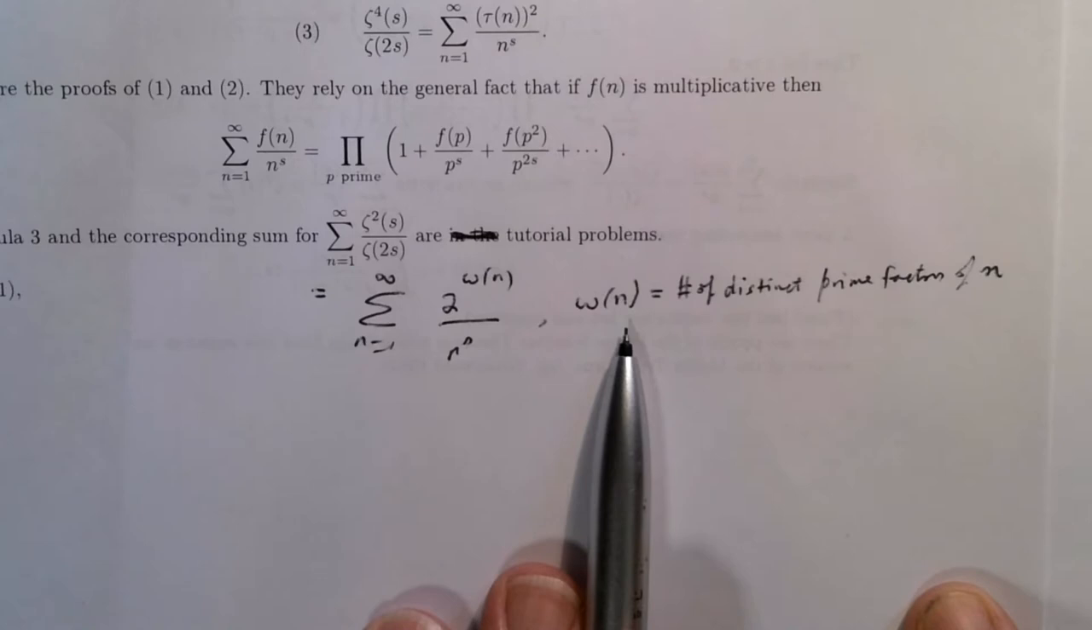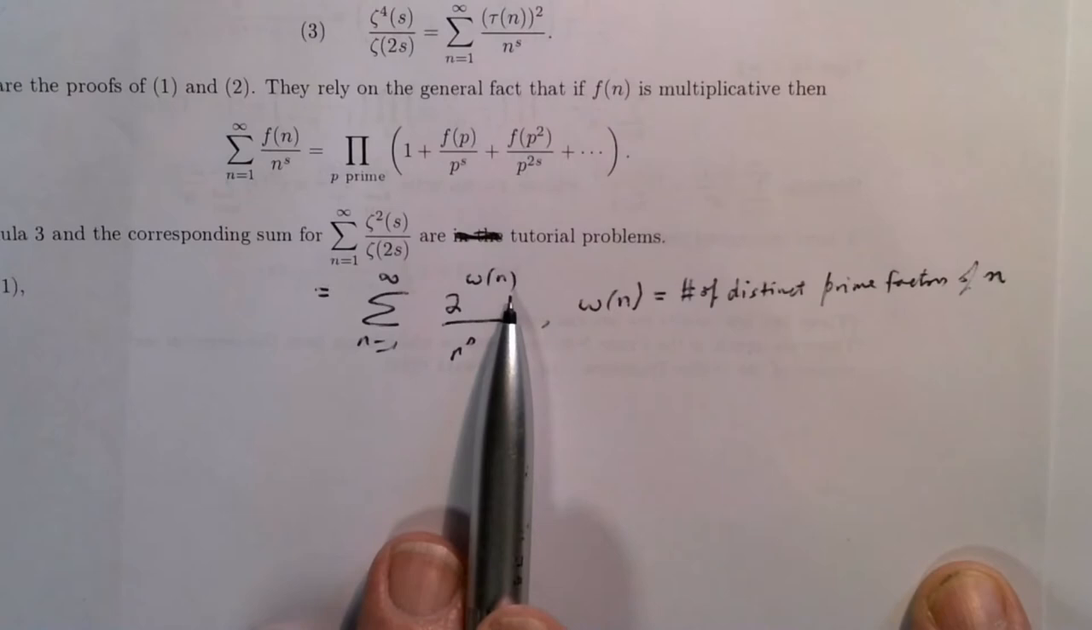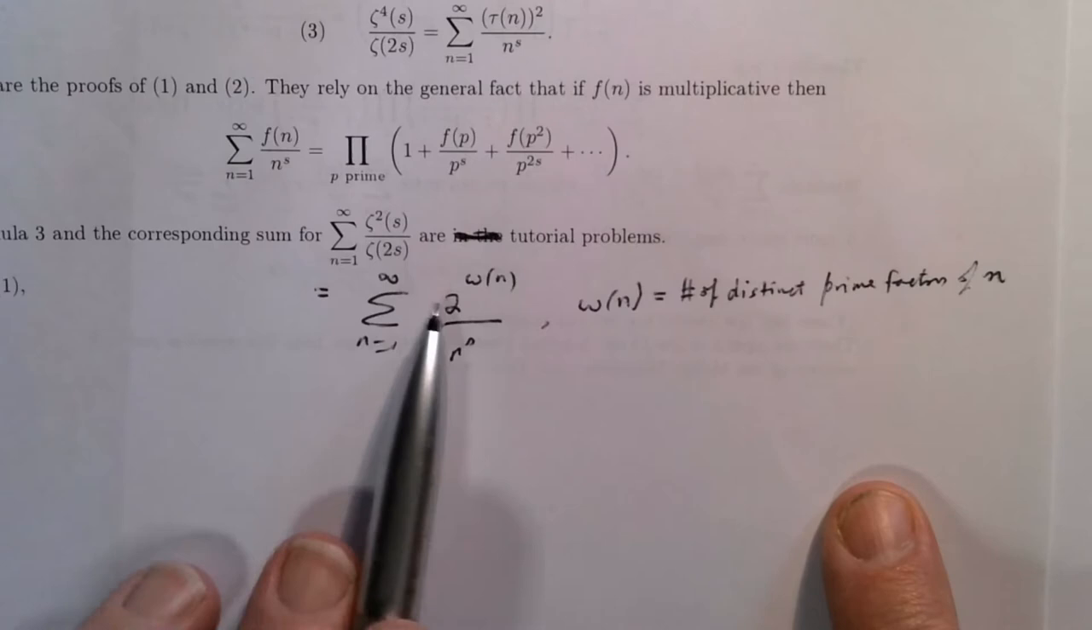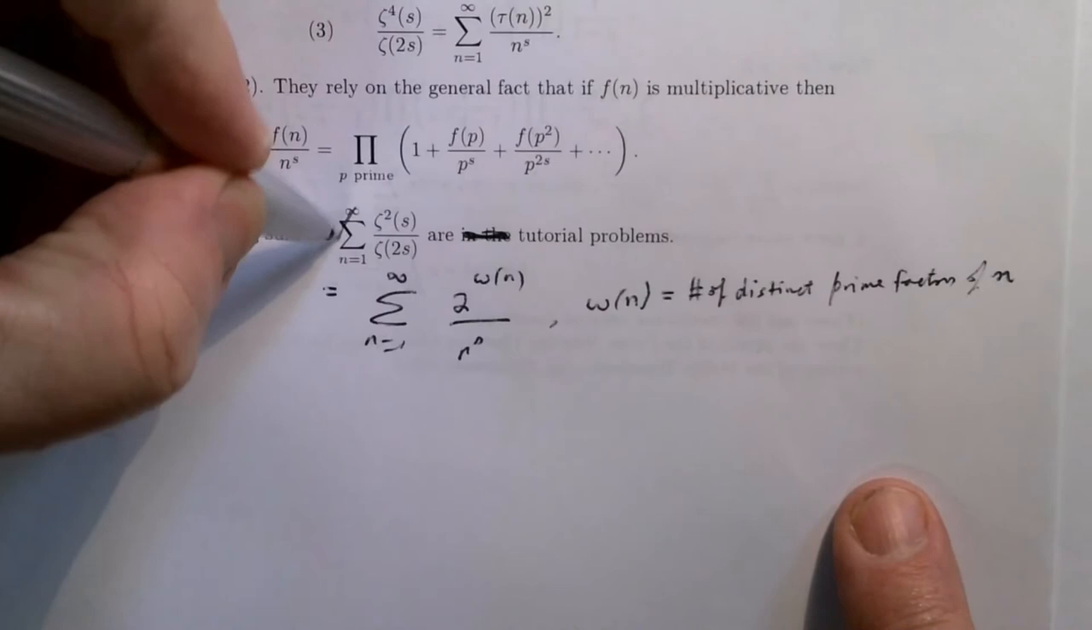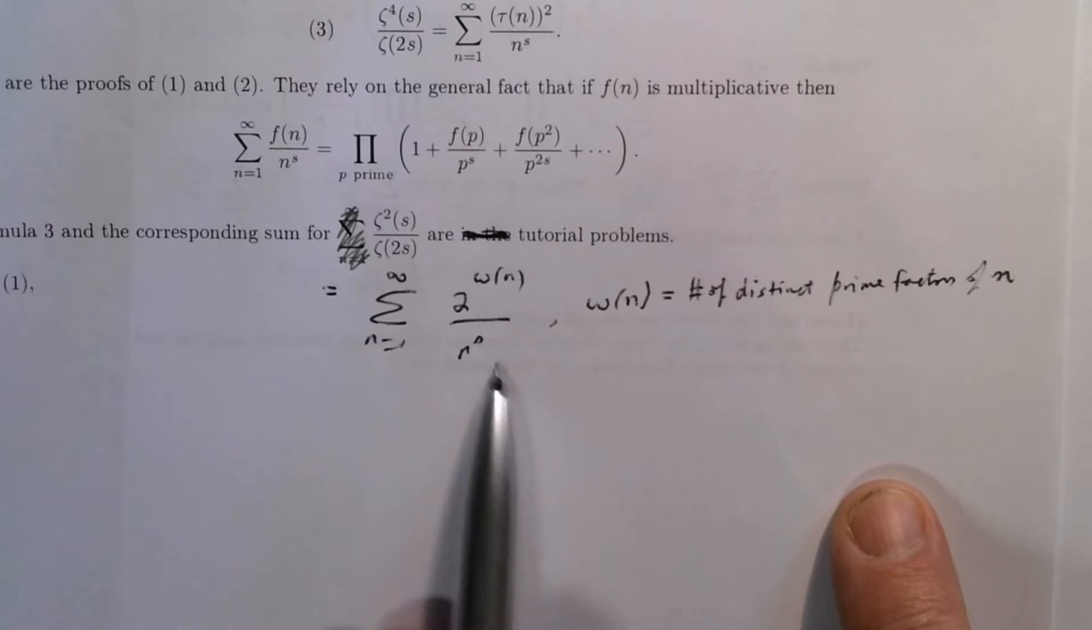So it turns out that if you take the Dirichlet series of 2 to the little omega n, and beware, there is a capital omega n as well, which is the number of prime factors counting multiplicity, but this one's the distinct prime factors, then you can write it as zeta squared of s on zeta to the 2s. It's not a sum, it's just equal to that. Sorry, typo there.